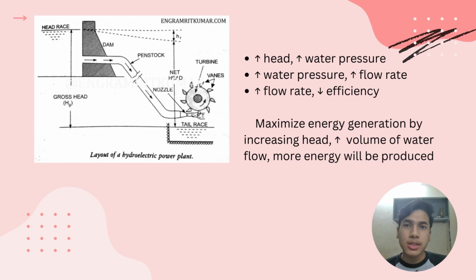Next, as we can see in the picture, between the hydro intake and the hydro discharge point, there is a change in water level known as the head. When we increase the head, the water pressure will also increase. When the water pressure is increased, it will cause the flow rate to increase. And when the flow rate is increased, the efficiency will drop. So it is important for us to calculate the exact amount of the available head to achieve higher efficiency.